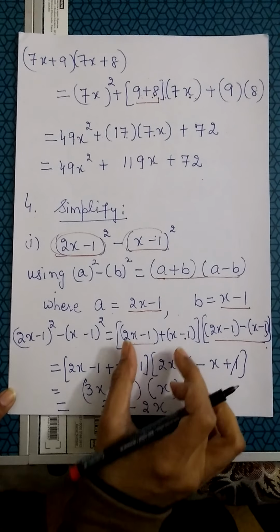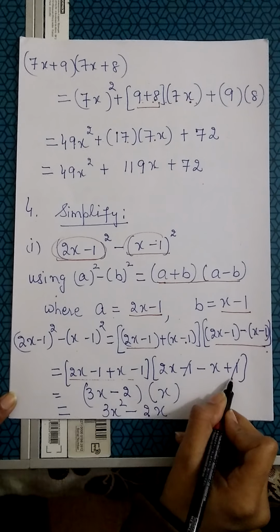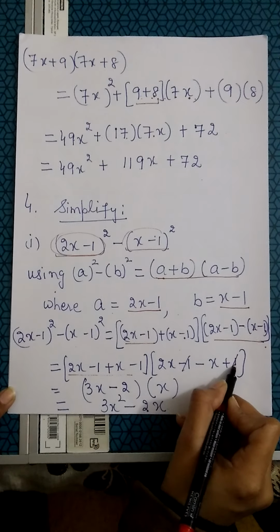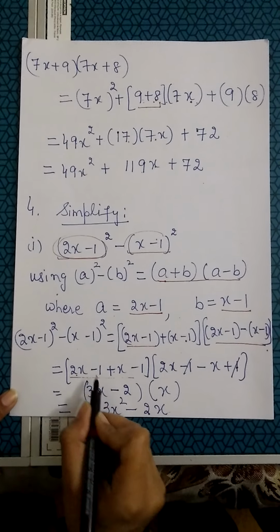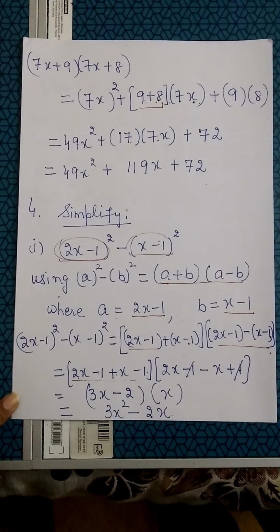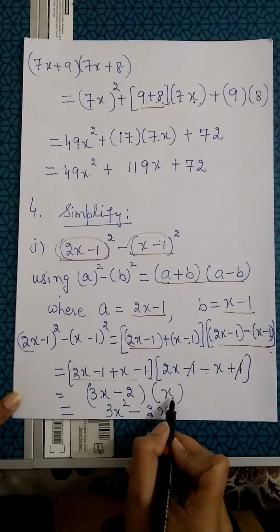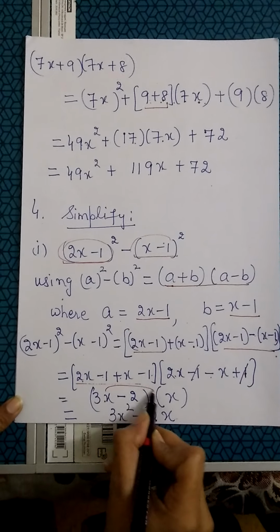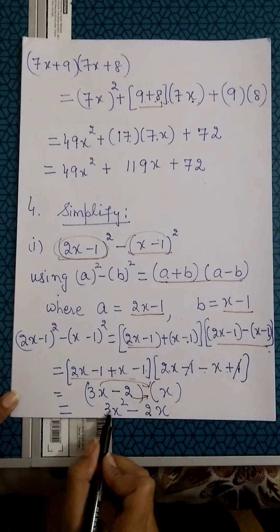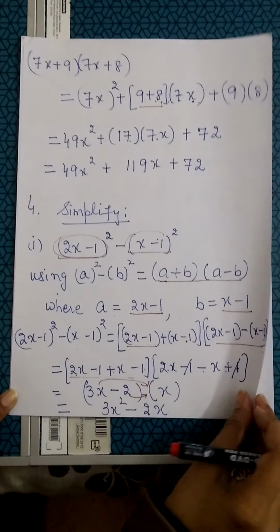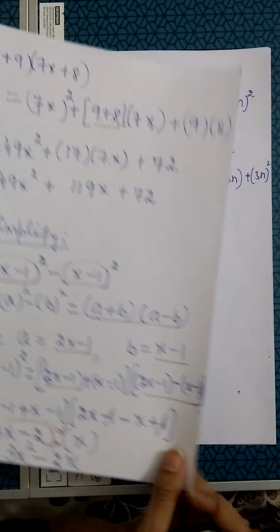According to BODMAS, I will be simplifying these two brackets separately, opening them. Here this will be cancelled. And once I simplify, 2x plus x becomes 3x. Minus 1 minus 1 becomes minus 2. Minus 1 plus 1 cancelled. 2x minus x becomes x. And when we multiply a binomial with a monomial, it becomes 3x square minus 2x. So this is how we can simplify using identities.